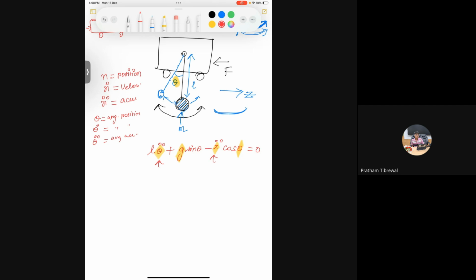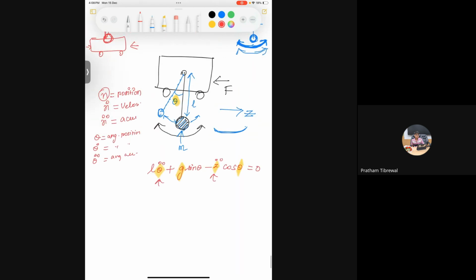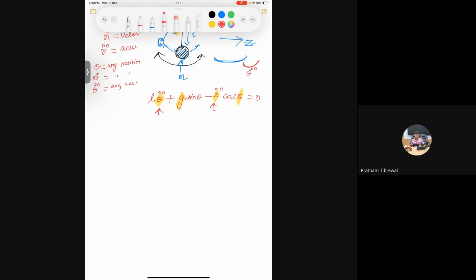Instead of x, it is z. So linear acceleration, the cart will accelerate at a rate of z double dot. The pendulum will oscillate at the rate of theta double dot. This is the physical interpretation behind this equation. And the angular acceleration depends on L, and your linear acceleration depends on your theta in terms of cos.